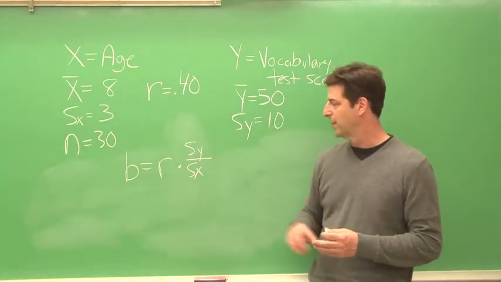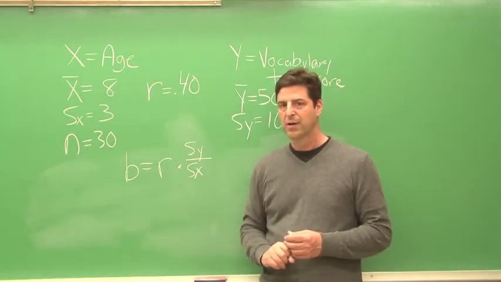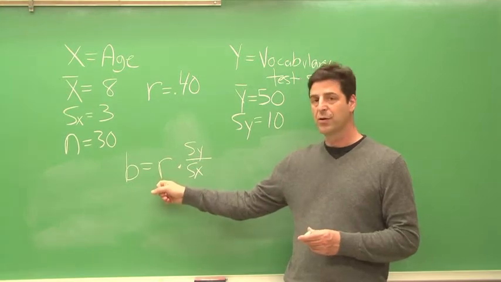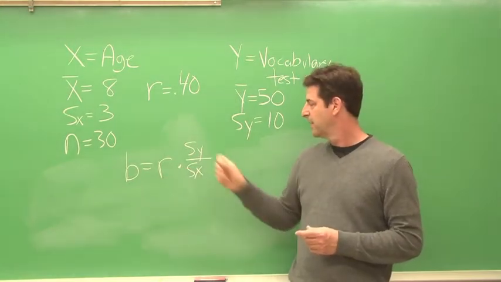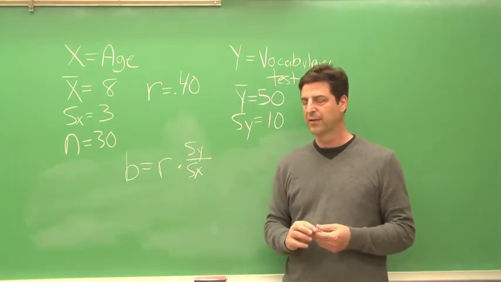And here's the formula for it. That is the unstandardized regression coefficient. And to find that, you take the correlation coefficient times standard deviation of y divided by standard deviation of x.